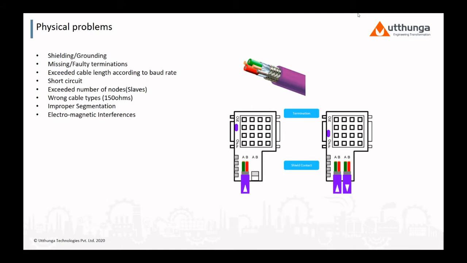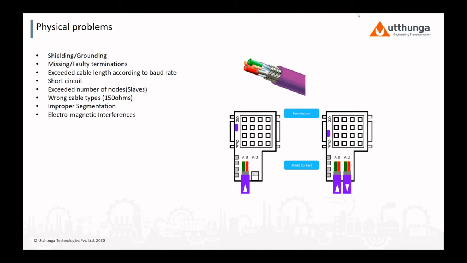So proper segmentation has to be done. Then wrong type of cables. As discussed, the PROFIBUS cable is a twisted wire cable with 150 ohms. That is the PA recommended standard. Improper segmentation, as we discussed earlier: if you have more than 32 nodes, you have to segment it properly. Otherwise your network will be delayed and data transmission will be delayed. Gradually your conveyors or pressing machines will have intermittent failures.